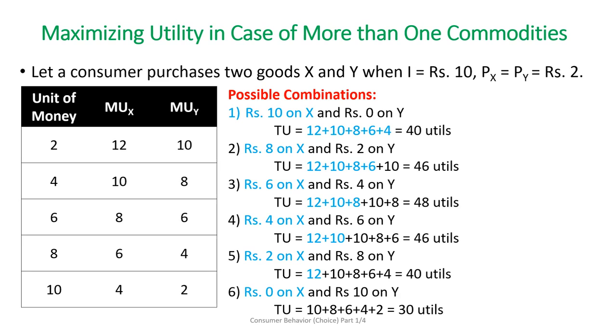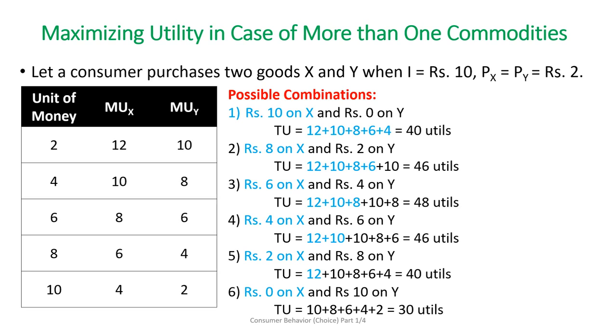Now the third option is spending 6 rupees on good X and 4 on good Y. That is, consuming 3 units of good X and 2 units of good Y. In this case, the total utility derived from good X will be 30 utils and from good Y will be 18 units, making it a total of 48 units. This utility is highest among the three bundles.